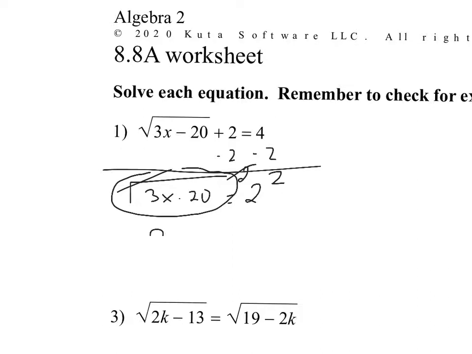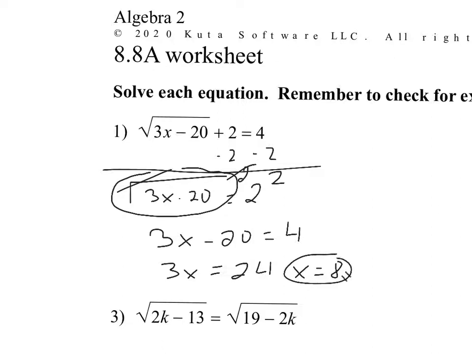So now what you get is 3x minus 20 is equal to 2 to the second, which is 2 times 2, which is 4. And now it's a simple Algebra 1 equation. Add 20 to both sides, so 3x equals 24. Divide both sides by 3, so the answer is x is equal to 8. When they say check for extraneous solutions, if you substitute 8, the answer will work. Let's check it quickly. 3 times 8 is 24. 24 minus 20 is 4. Square root of 4 is 2. 2 plus 2 is equal to 4.